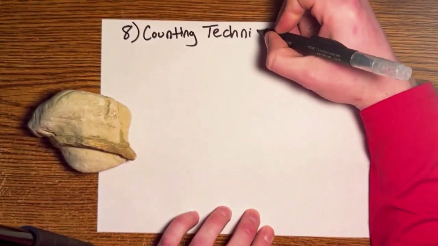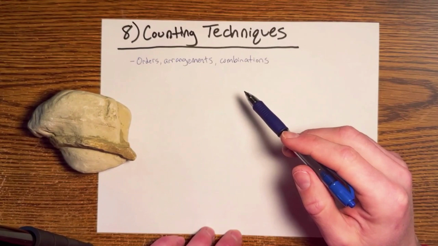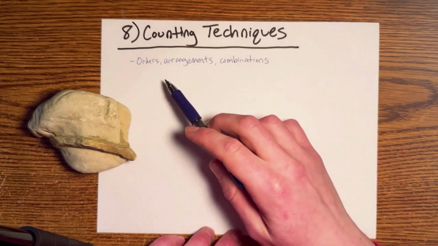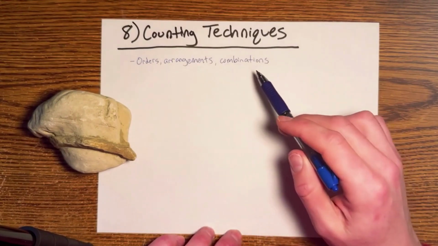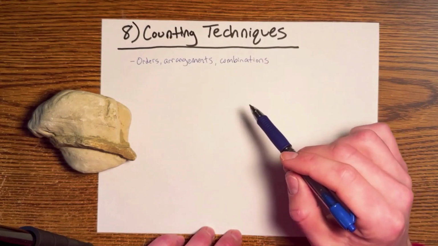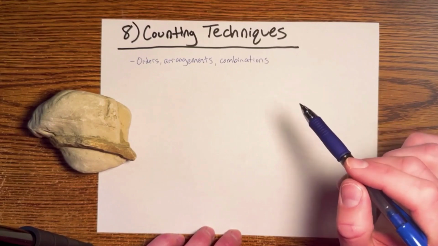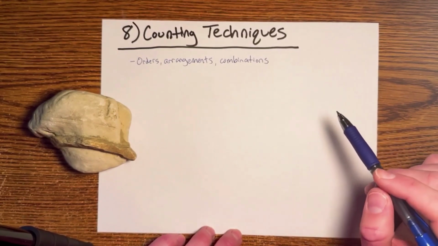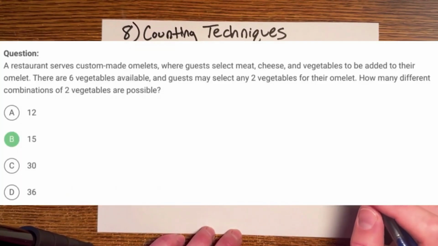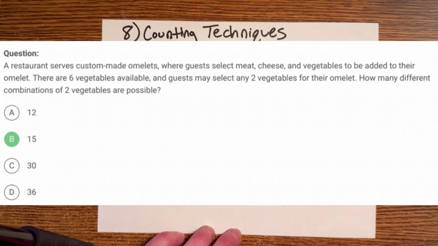Number 8, counting techniques. You'll need to count how many different ways objects can be ordered, arranged, combined, things like that. I get asked a lot specifically about the GED sample problem that is given. So first, let's refer to that. I'm going to put it up on the screen, and it says, a restaurant serves custom-made omelets where guests select meat, cheese, vegetables to be added to the omelet. There are 6 vegetables available, and guests may select any 2 vegetables for their omelet. How many different combinations of 2 vegetables are available?